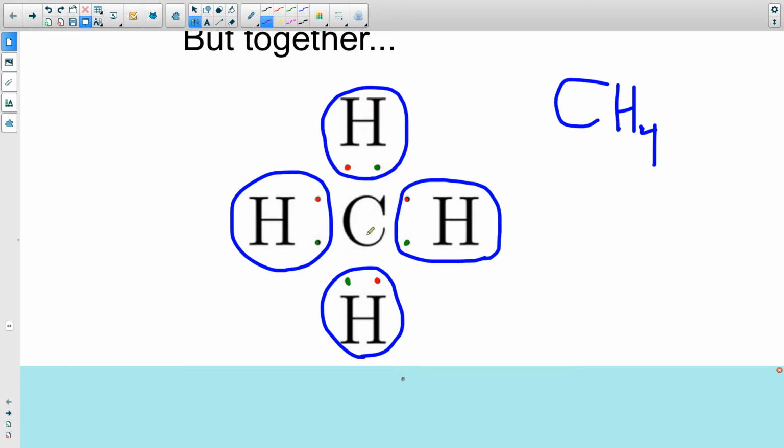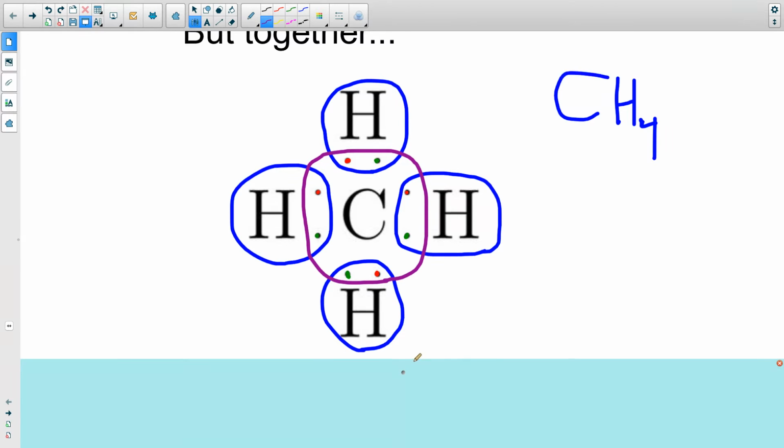Likewise, carbon, if we count up all of the electrons that it has around it, we will count 8. 2, 4, 6, 8. So carbon is now happy by sharing those electrons with 4 hydrogens. And all these atoms are happier by joining together. And that's why we have CH4 in the world, methane.